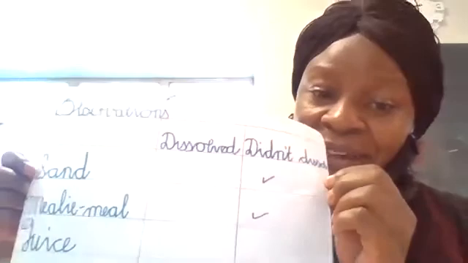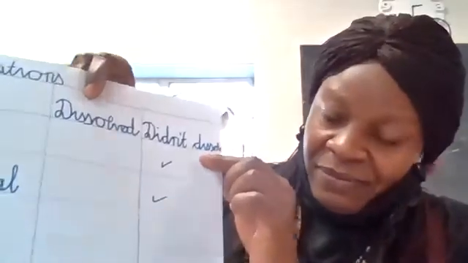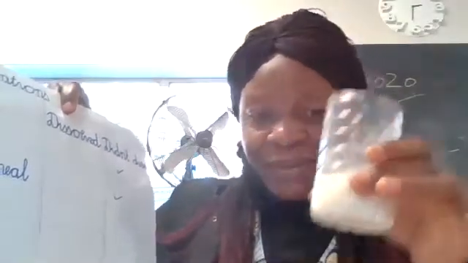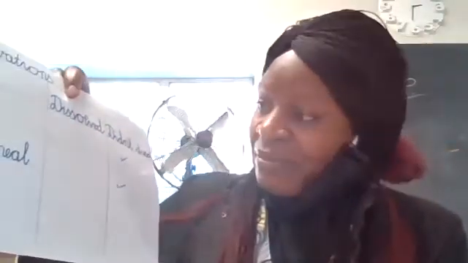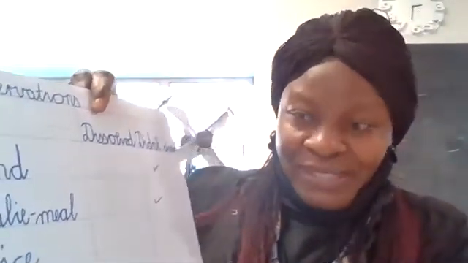So let's have a look at the first one, sand. As you can see, we can still see sand, which means sand did not dissolve. And our mealie meal, let's have a look at our mealie meal. We can still see mealie meal underneath, which means it didn't dissolve. And then our juice, it dissolves in water as I diluted it. And then our salt. After stirring the salt, I cannot see salt anymore. So which means salt dissolved in water.